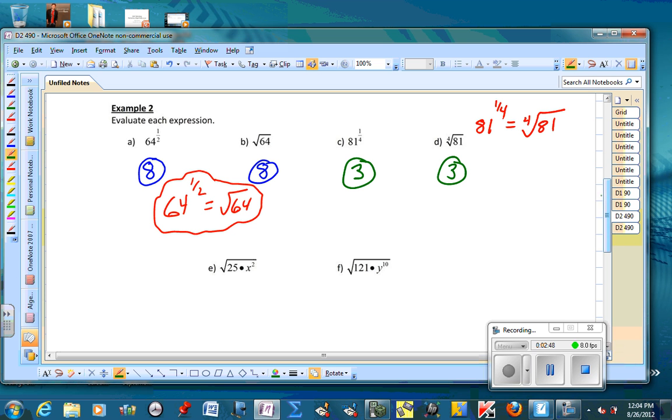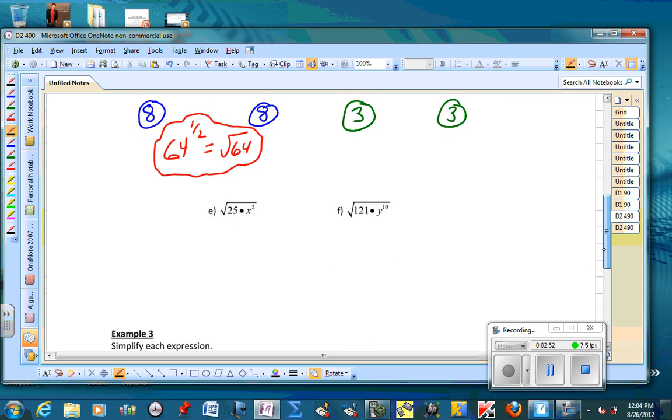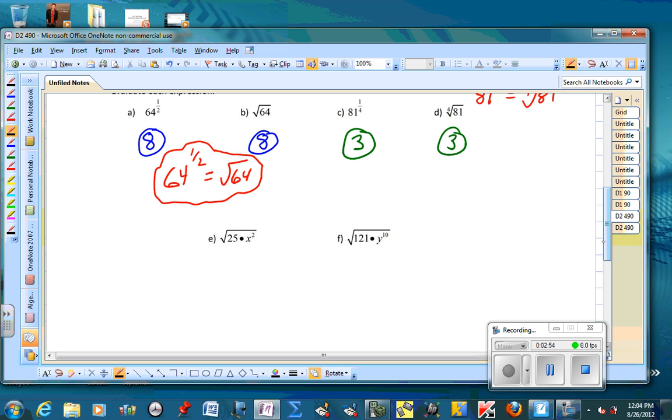Let's go to part E. In part E, we have a product underneath the radical. So let's get started simply by writing this as the product of two radicals. We can call this the square root of 25 times the square root of x squared. The square root of 25 is 5, and the square root of x squared is technically the absolute value of x. I'll explain why in class.